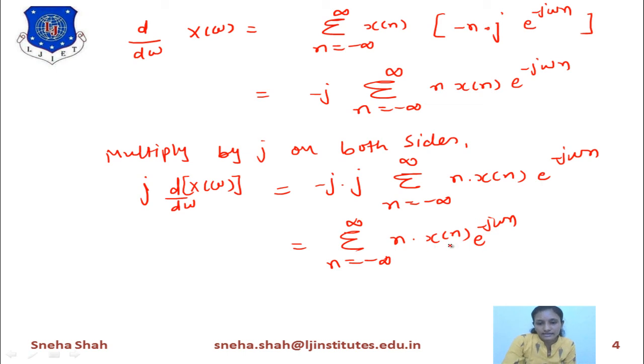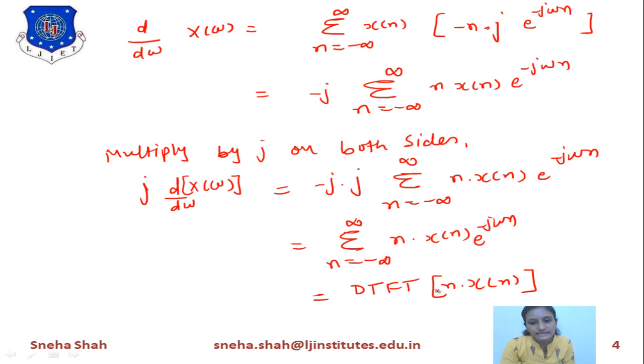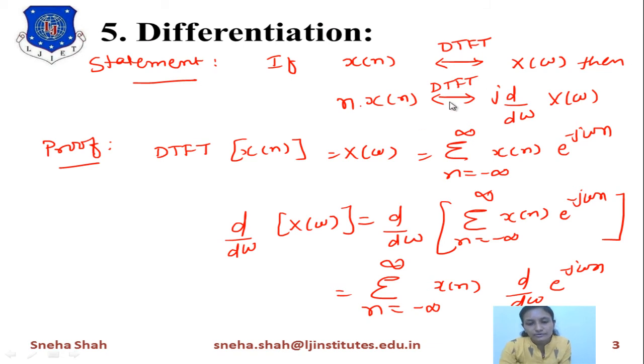As you can see, when this term occurs, x of n into e raised to minus j omega n, then this term is represented as DTFT of x of n. Now over here the term is this, so we will write down that this term is the representation of DTFT of n into x of n. So from this we can say that when we take DTFT of n into x of n, it gives you the answer j into d by d omega X of omega. So this way we can prove this property: DTFT of n into x of n equals j d by d omega X of omega.